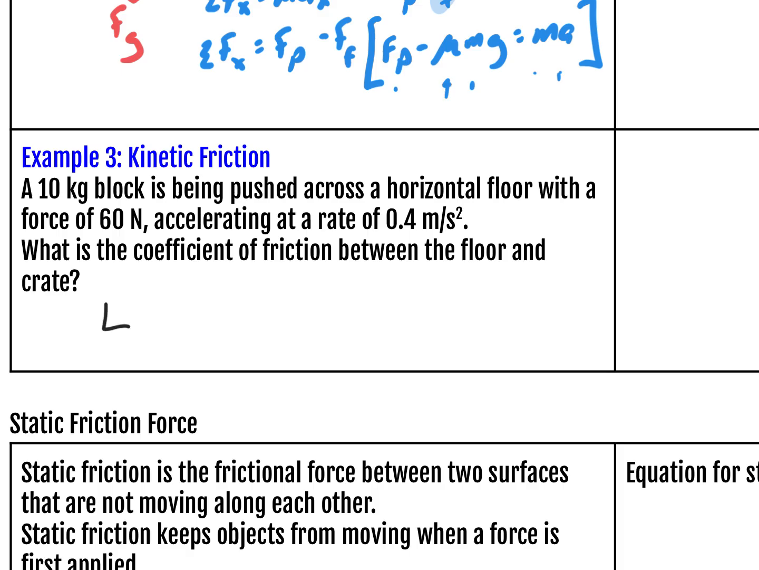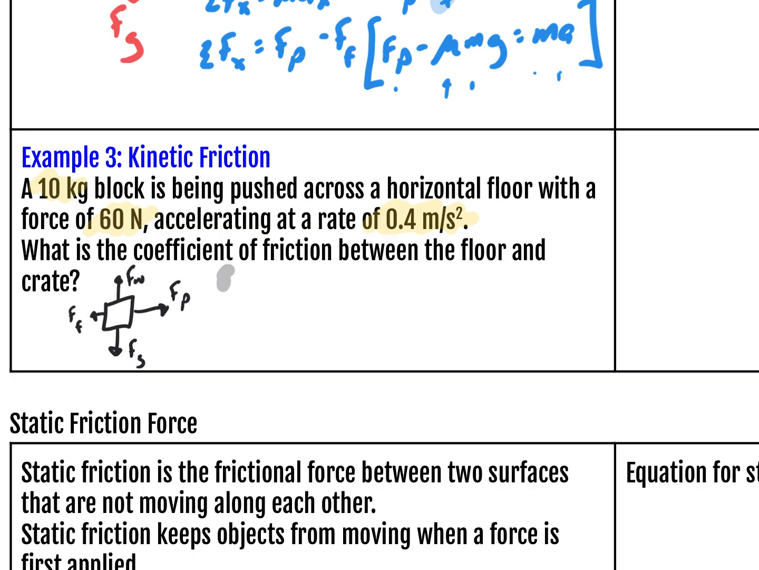So the first thing I want to do is establish my free body diagram. I have Fg pointing down, Fn going up, some type of push going that way, and friction pointing to the left, always opposing motion. So it gave me some information here that I need to make sure I know. Here's my acceleration rate. There's my force. There's my mass. So that gives me lots of information.